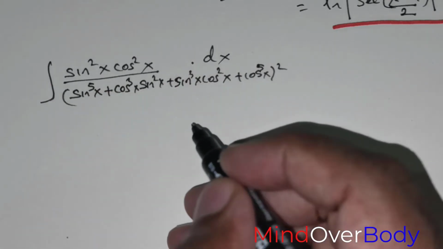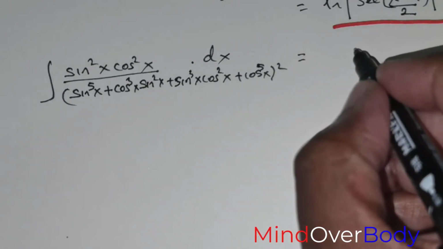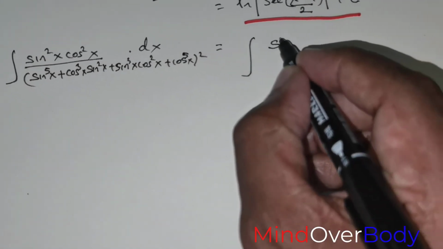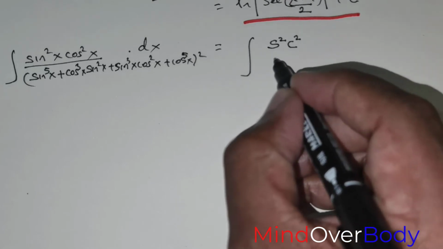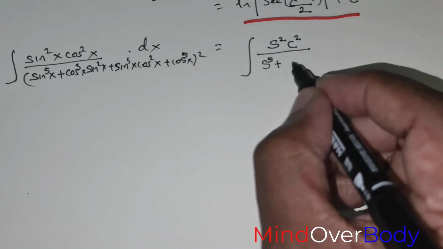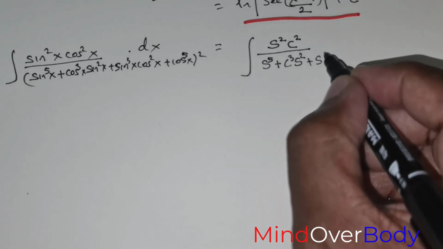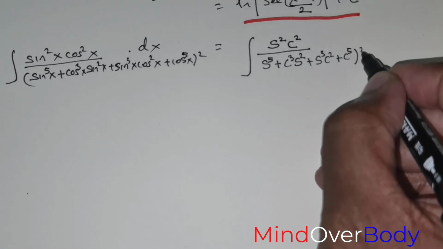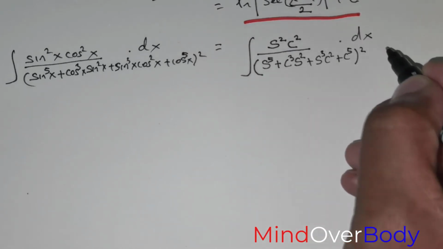So what we do is, instead of simply writing sine squared x and cos squared x, we are going to have some representation. Whenever I see sine, I will replace it by s, so this is going to be s squared, and cos is going to be c, so this is going to be c squared, divided by s raised to the power of 5 positive c raised to the power of 3 s squared positive s raised to the power of 3 c squared positive c raised to the power of 5, and this entire quantity is raised to the power of 2 times dx.